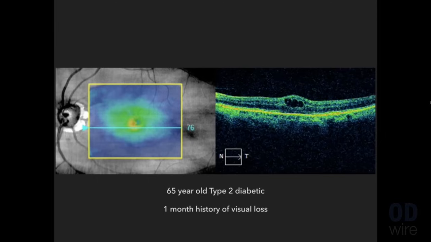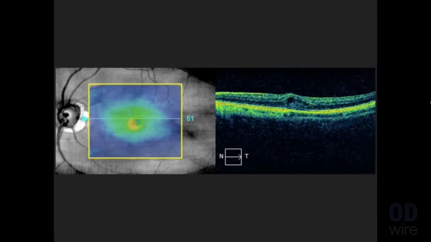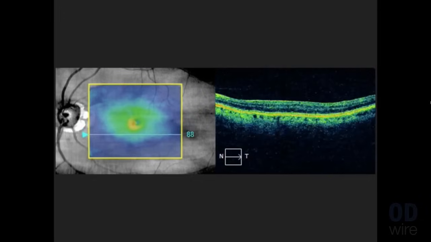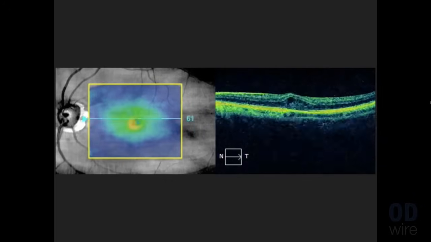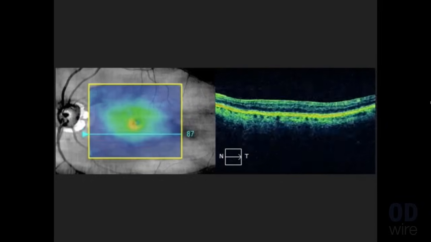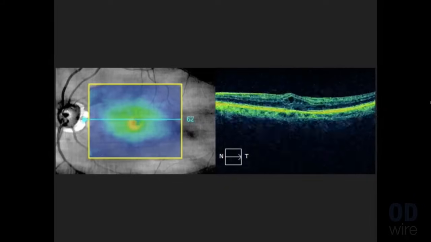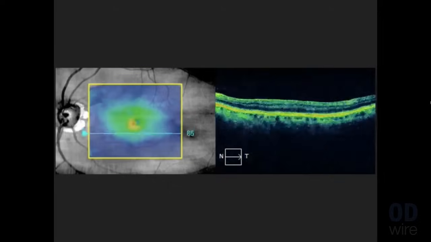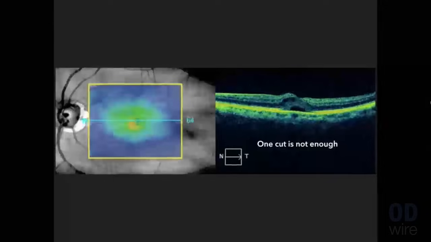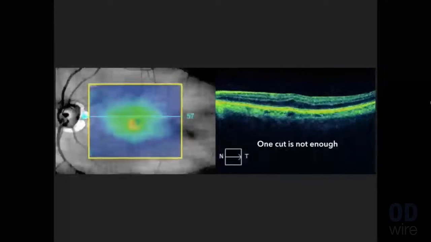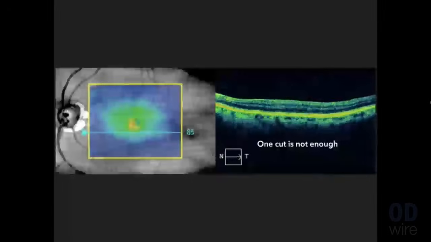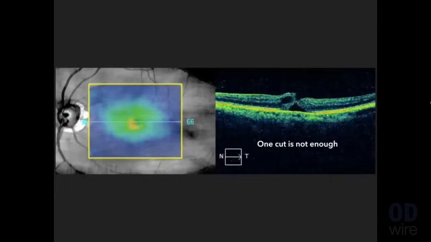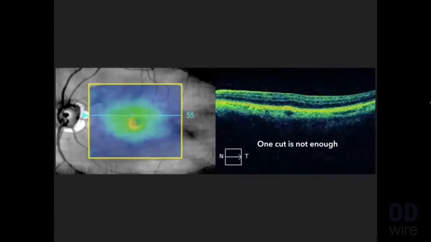However, I want to illustrate to you what happens when you end up scrolling through all of the cuts. Let's take a look. Did you see it? Right there. That is a full thickness macular hole. And what's interesting is that the initial cut that was displayed was not directly through the macular hole, and as a result, you didn't see it. All of this is to show you that one cut is not enough, and you really need to be able to scroll through all the images and look at them all to be able to find the true diagnosis.